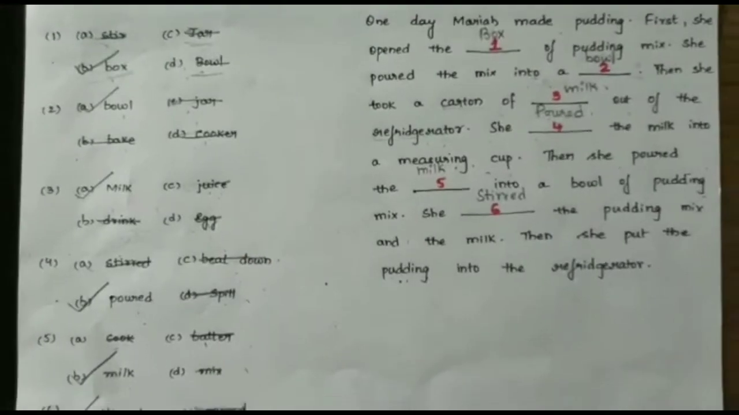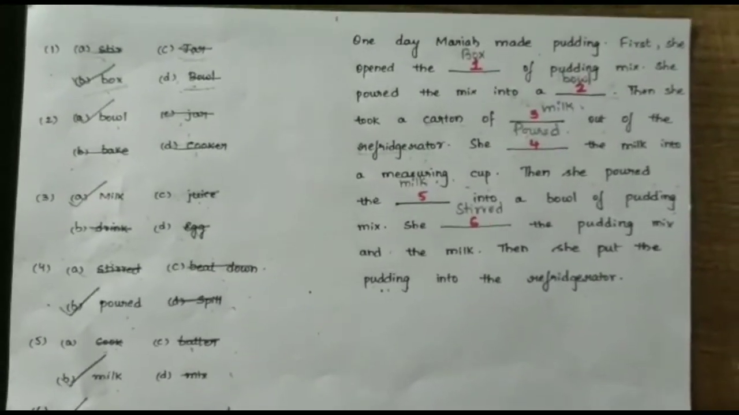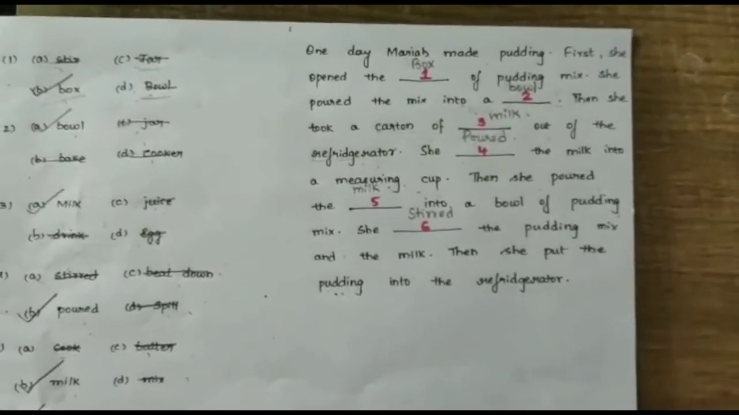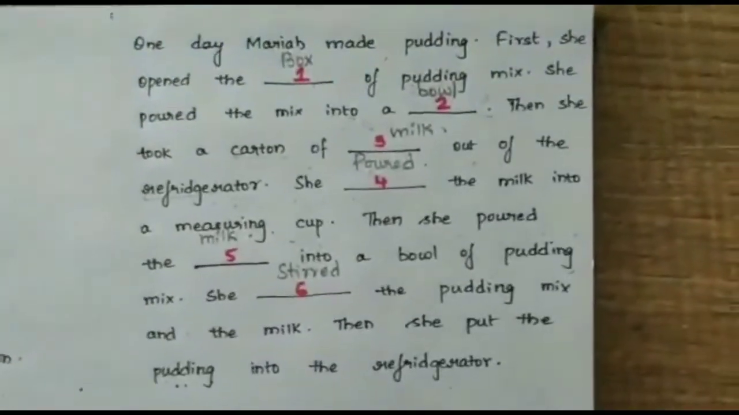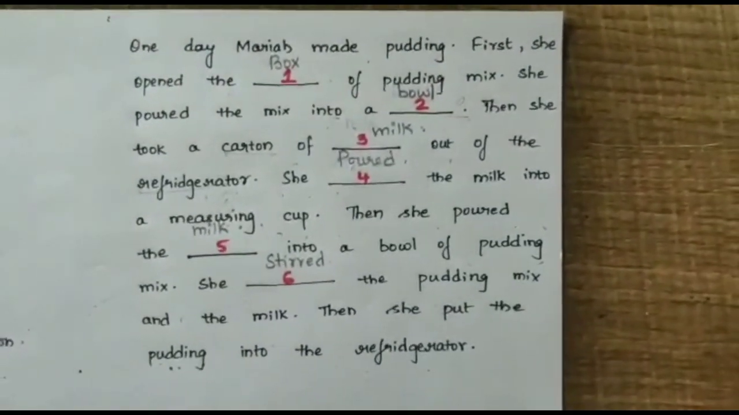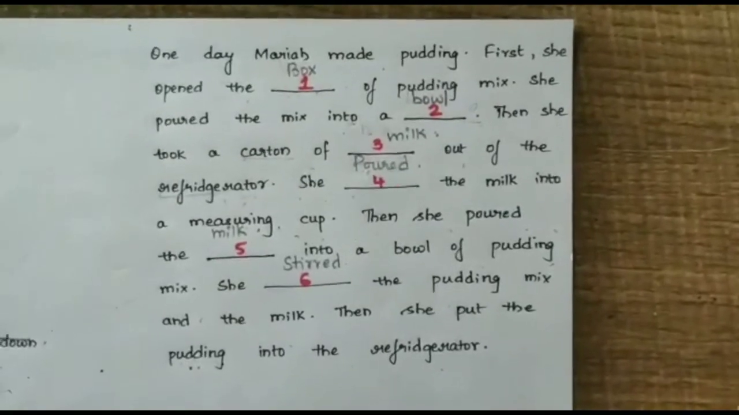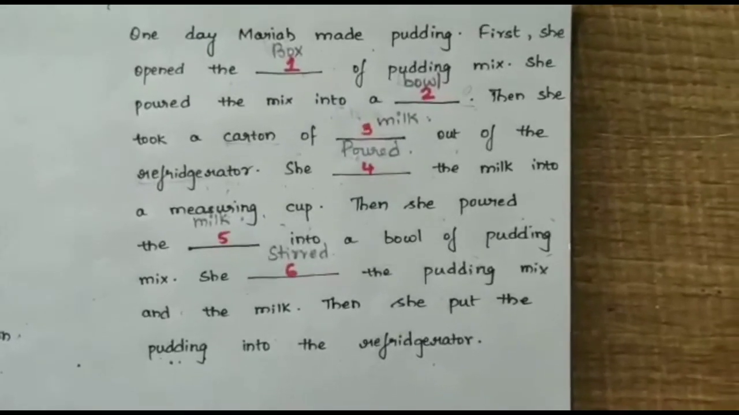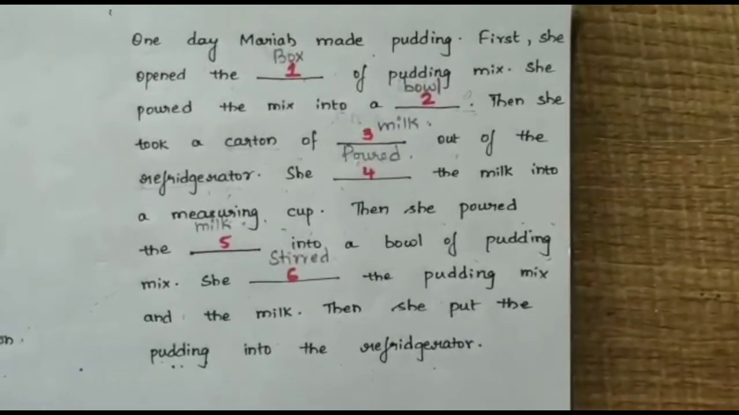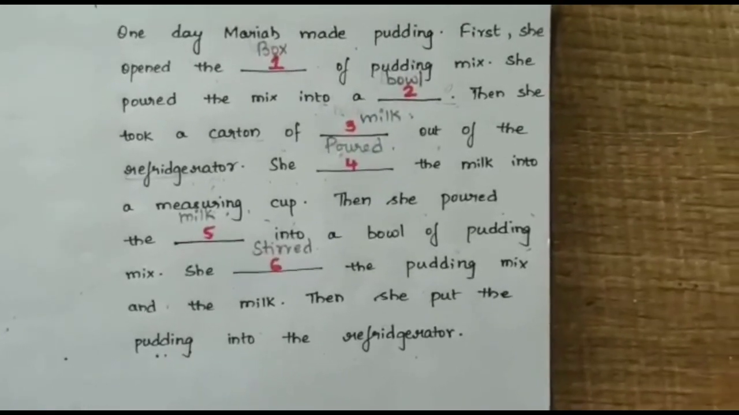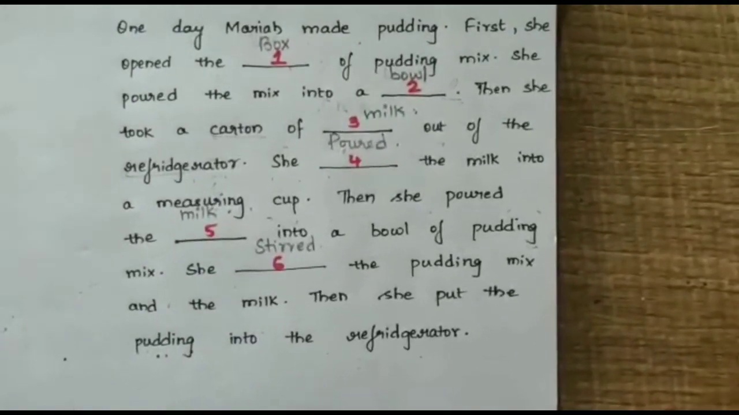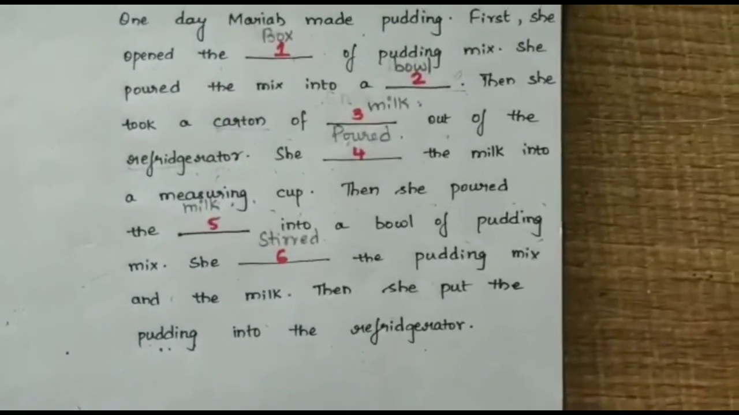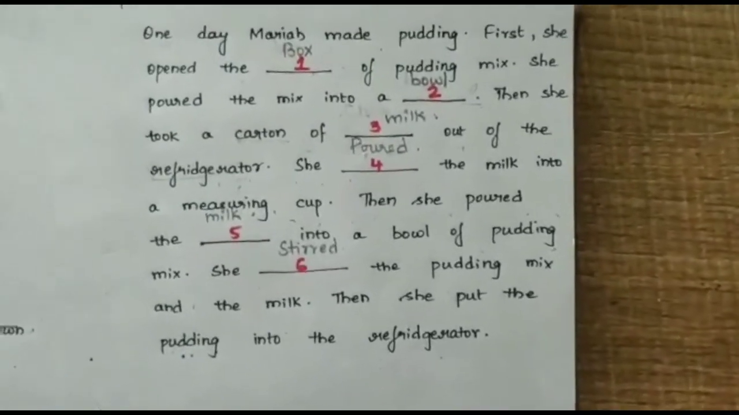So now all the blanks are filled. We have done it through the elimination process, and now we will read the passage once again so that we will know whether the words are suited or not. Okay, so one day Maria made pudding. First she opened the box of pudding mix. She poured the mix into a bowl. Then she took a carton of milk out of the refrigerator. She poured the milk into a measuring cup. Then she poured the milk into a bowl of pudding mix. She stirred the pudding mix and the milk. Then she put the pudding into the refrigerator.